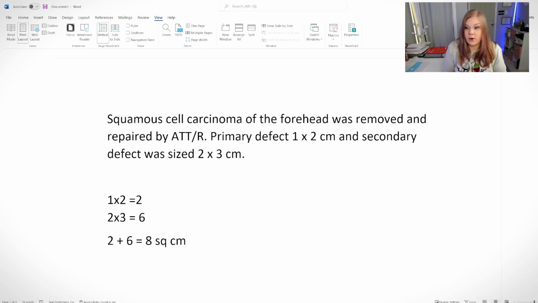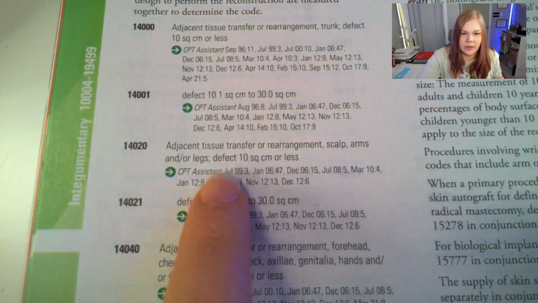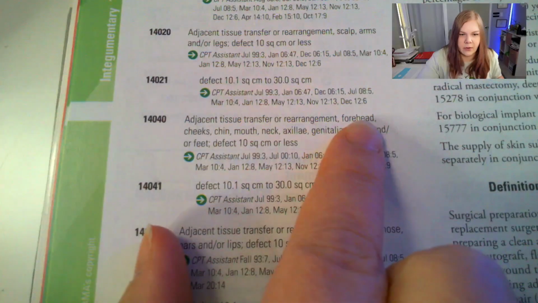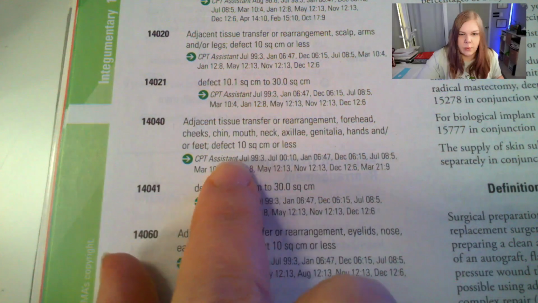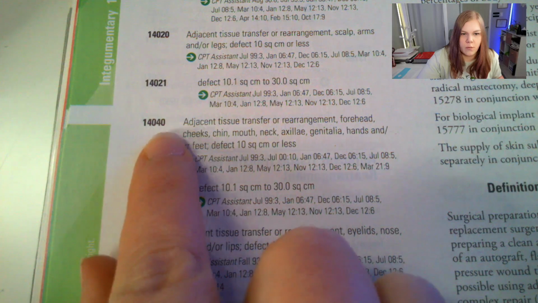of the forehead. So 8 square centimeters of the forehead, we go back to our book here, to scalp, legs. Here's our forehead code, and we're at 8. So we're at that 10 square centimeters or less. So we're gonna fall here in our 14040.